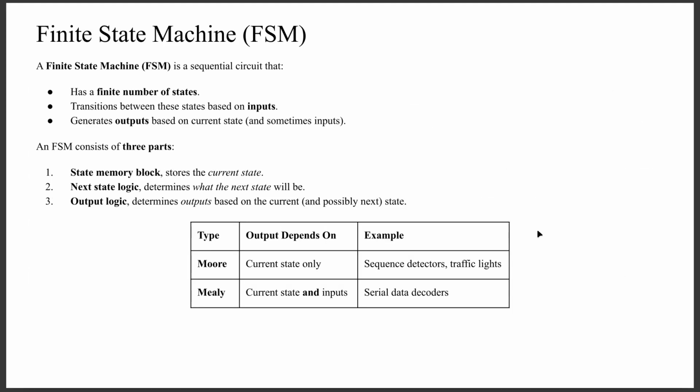Next, finite state machines. A finite state machine is a sequential circuit that has a finite number of states. It transitions between these states based on inputs and generates outputs based on the current state and sometimes inputs.